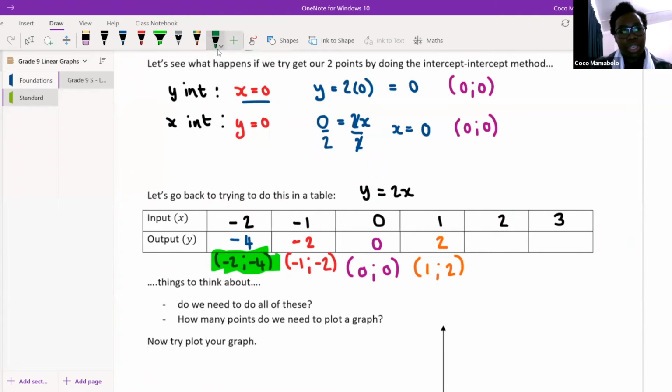And then Patu also says 1 and 2. Nico says 2 and 4. So I'm going to have (2; 4). Yes, my people. And let's do the very last one.